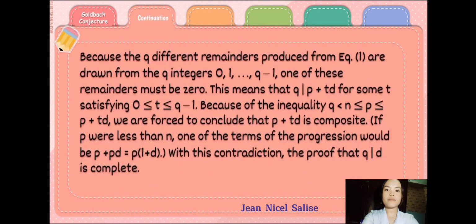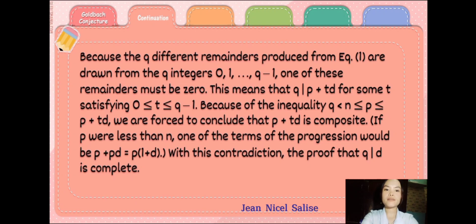which is nonsense in light of the inequality k − g ≤ q − 1, because the q different remainders produced from equation 1 are drawn from the q integers 0, 1, up to q − 1. One of these remainders must be 0. This means that q divides p + td for some t satisfying 0 ≤ t ≤ q − 1.